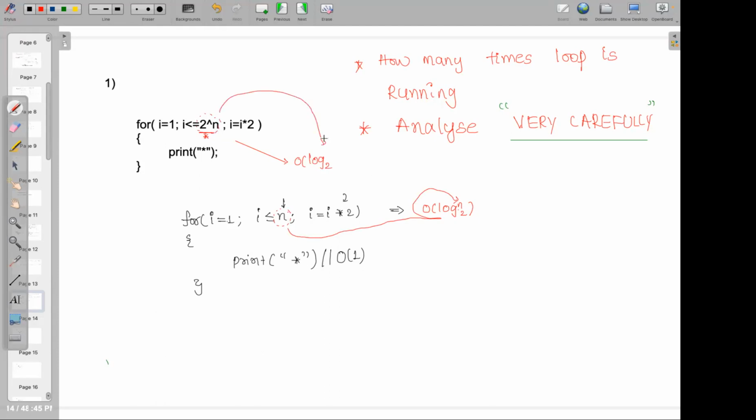Correct? This is 2 power n. Now try to simplify this. What is it going to become? Can I write this as n into log 2 base 2? Yes, of course. So we know this value is going to become 1. So overall, what is its time complexity? Order of n is its time complexity. Okay.